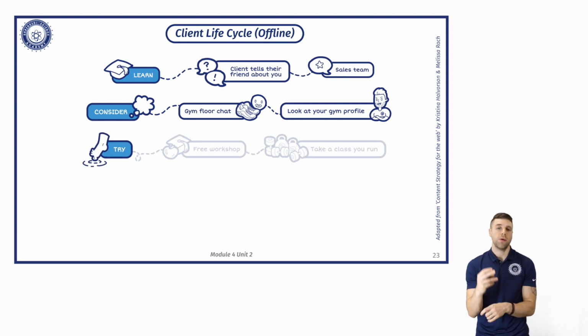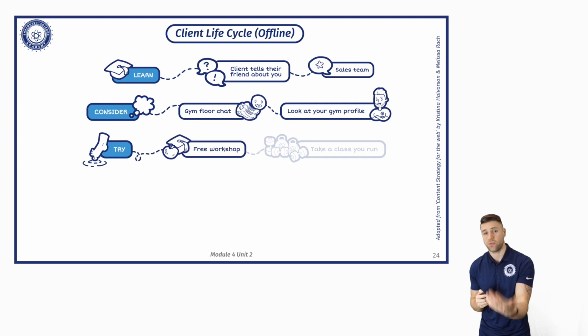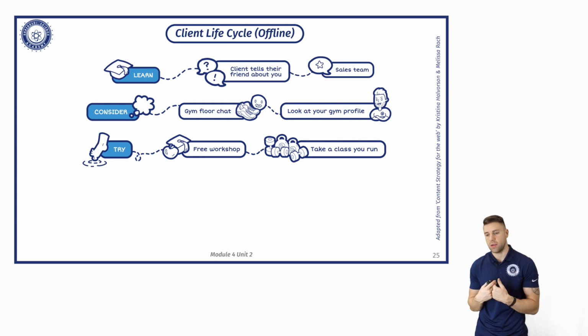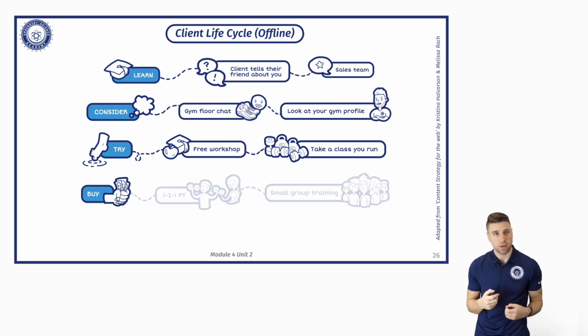Then we've got the dip the toe in phase, the try phase, and it could be that free workshop, again, that bigger value building activity. It could be that you take a class, you may do spin classes like I did for many years, and people get to know of you because you take those classes. These are great ways to actually build value with a group of people which have a common interest, like spin.